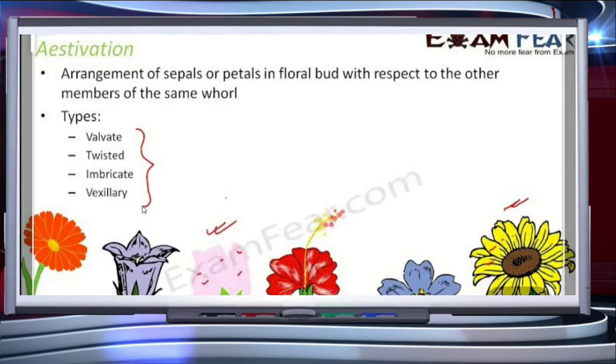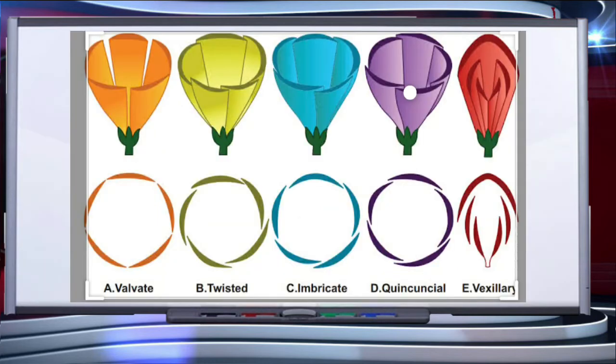Now let's understand important terms related to the morphology of flower. Aestivation. It is the mode of arrangement of sepals or petals in floral bud with respect to the other members of the same whorl. It is known as aestivation. The main types of aestivation are valvate, twisted, imbricate and vexillary. All these 4 aestivations are shown in this figure.